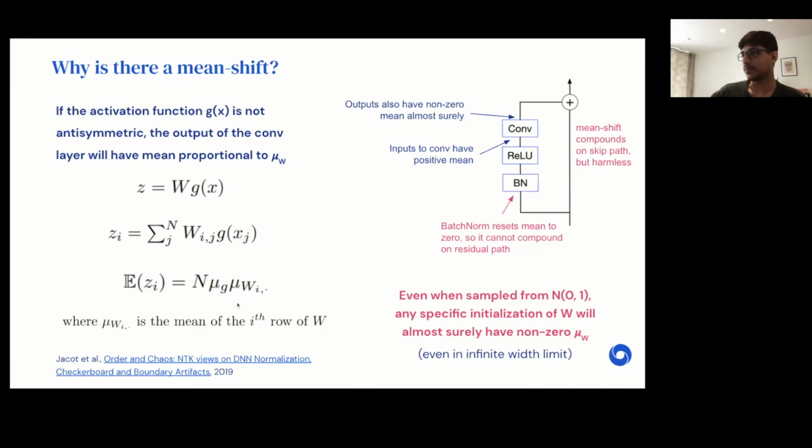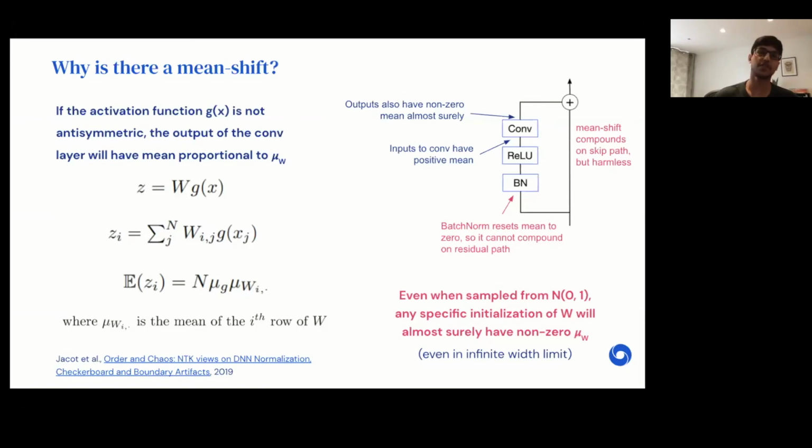And also, the mean of the weight matrices would be non-zero with high probability. This would be true even at initialization. This is because even when the weight is sampled from a zero mean distribution, any specific sample from that distribution would have non-zero mean almost surely. And this is true even in the infinite width limit. So you would still have this mean shift in practice, even at initialization.